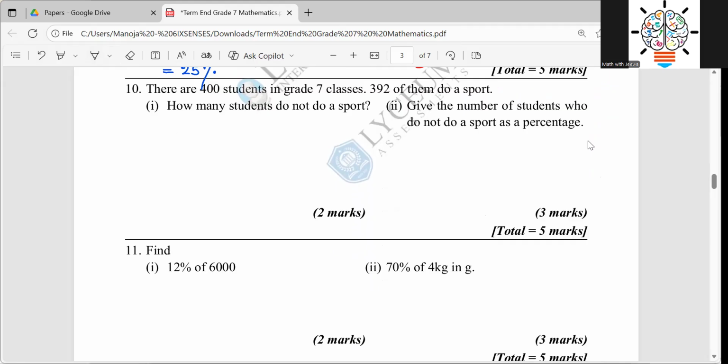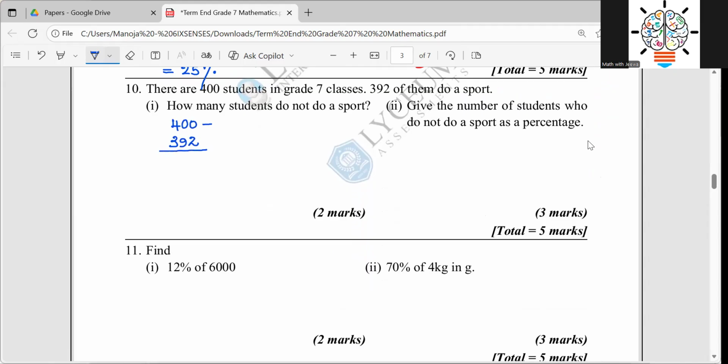392 of them do a sport. How many students do not do a sport? Out of 400, if 392 students are doing a sport, these are the number of students who do not do a sport. So from 400 you deduct 392, it gives me 8.